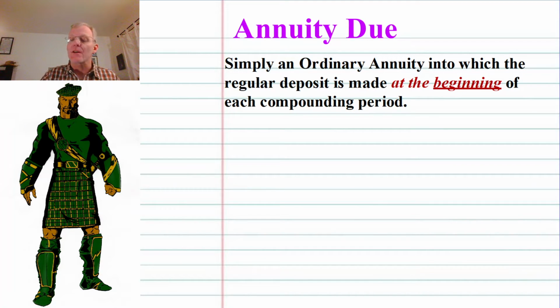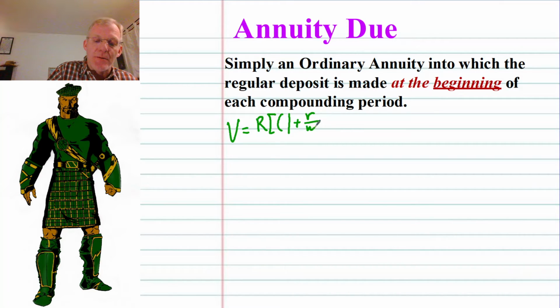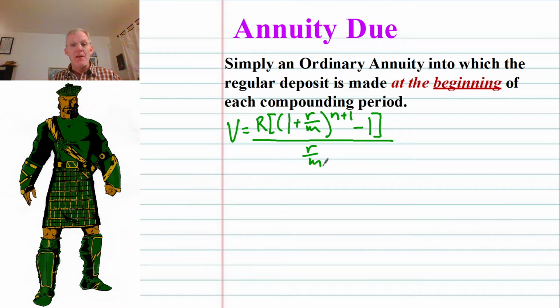So the only difference, this whole formula stays the same except for one thing. One little difference. Let me get rid of this guy right here really quick. And that's V equals R, our regular deposit, times 1 plus the rate divided by M to the N plus 1 power, because it's going to be compounded one more time. So we just add a 1 to it. So the rest of it's the same. Minus 1, close this off, put it here, divided by R over M. So we get the exact same thing.